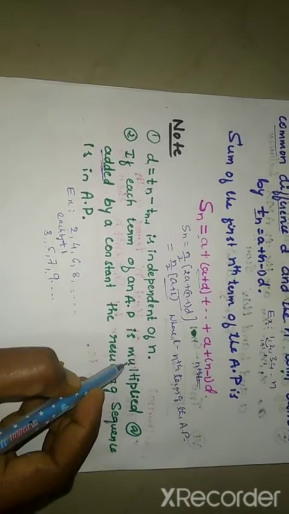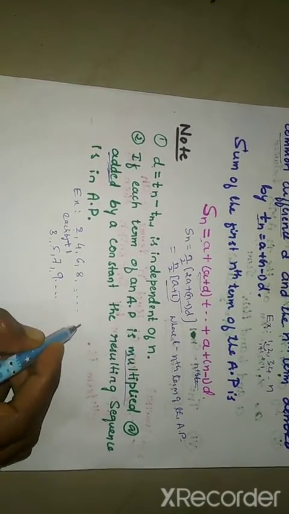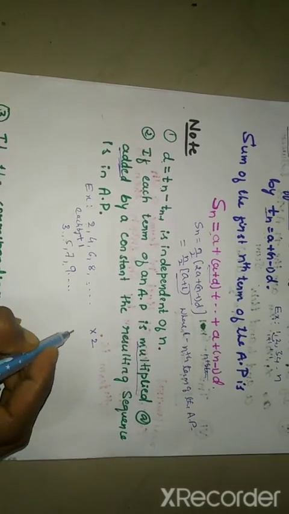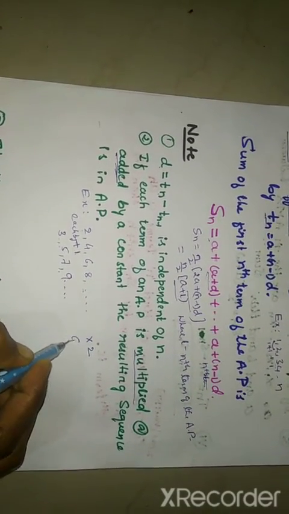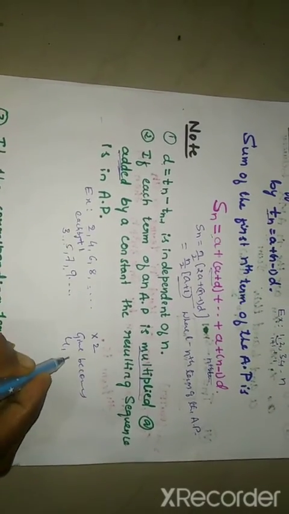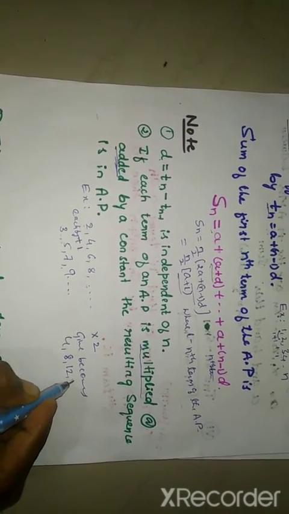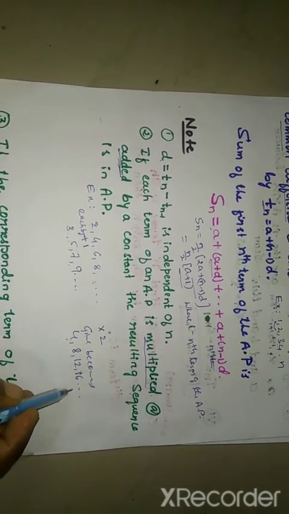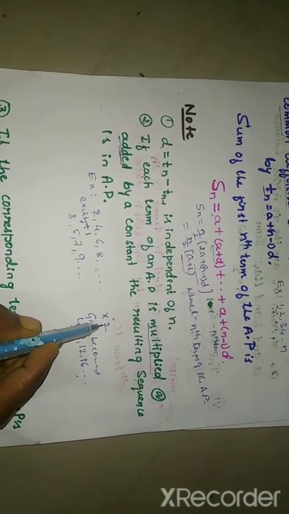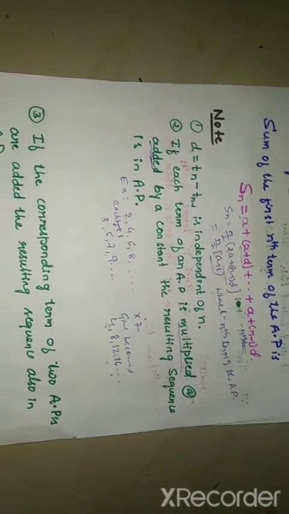The resultant sequence is also an AP. So if we add any constant to each term, we get an AP. Next, multiplication. Suppose I multiply this sequence by 2. The series becomes 4, 8, 12, 16, and so on. This is also an AP. So if we multiply each term by any constant, we again get an AP. That is the second point.